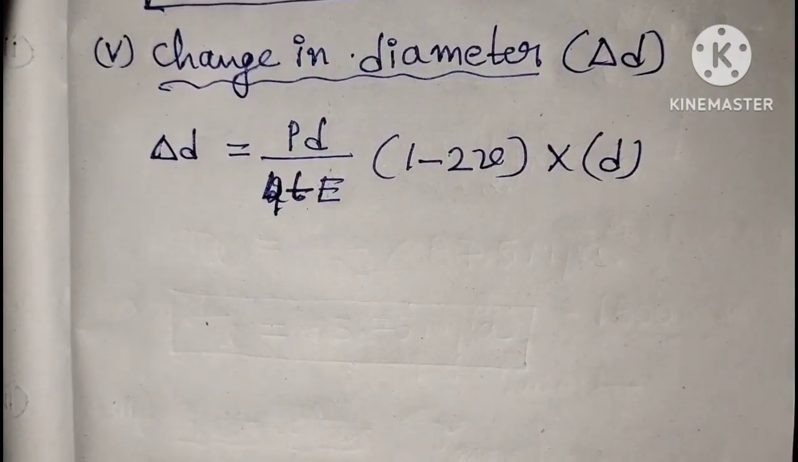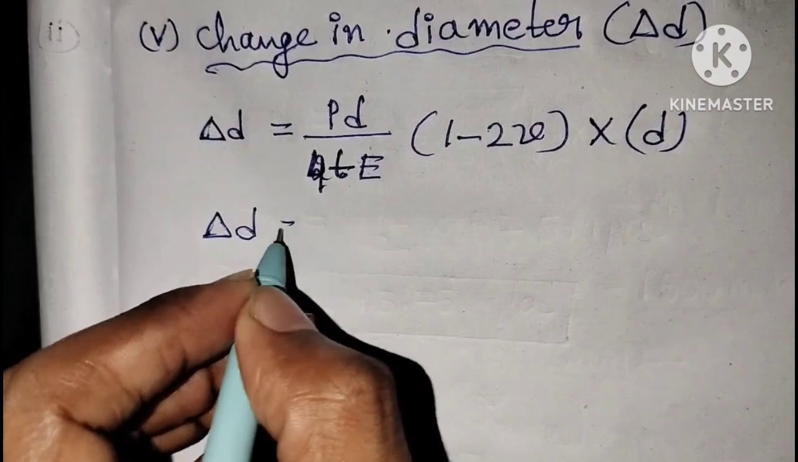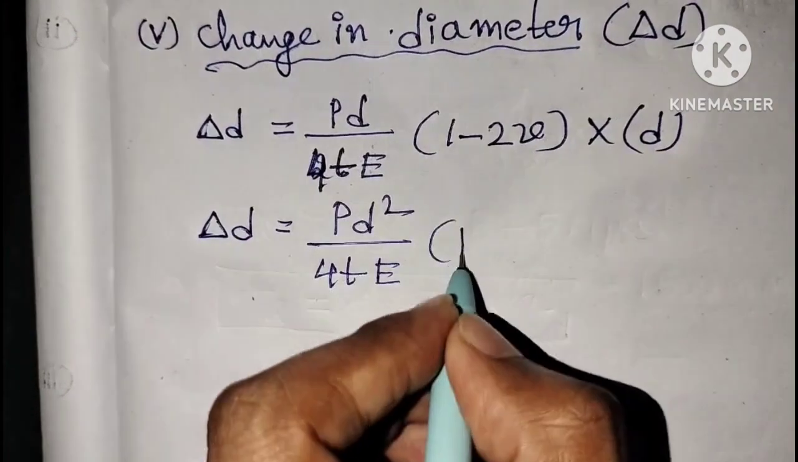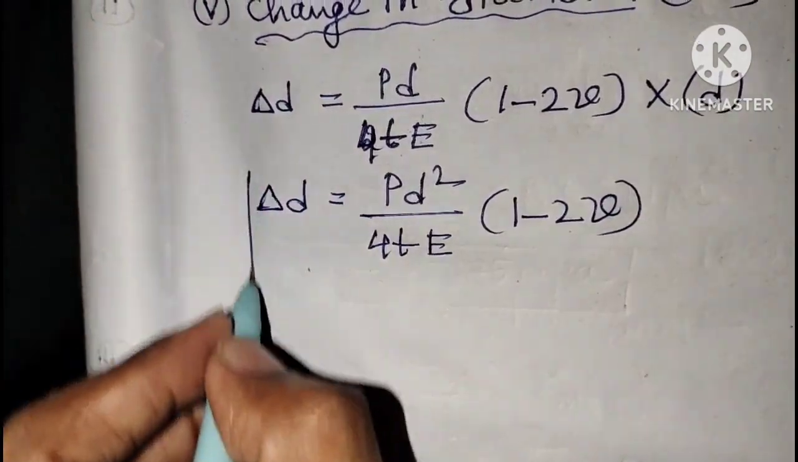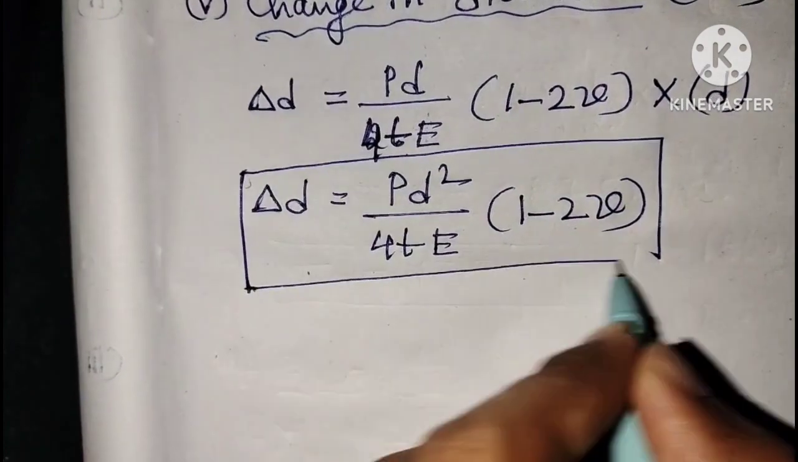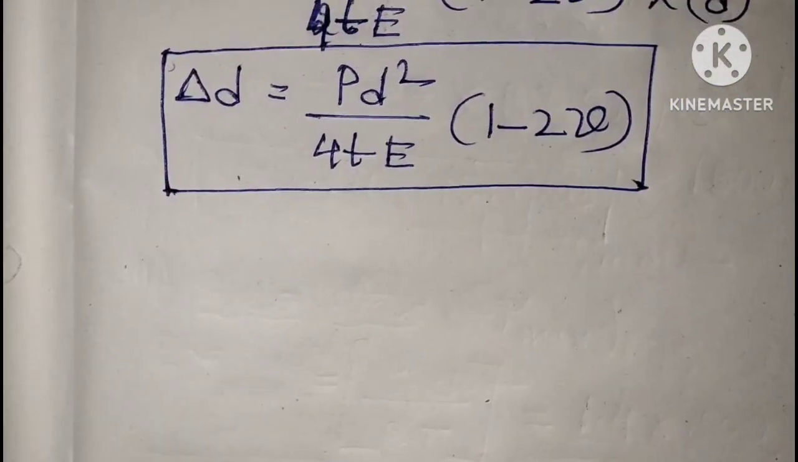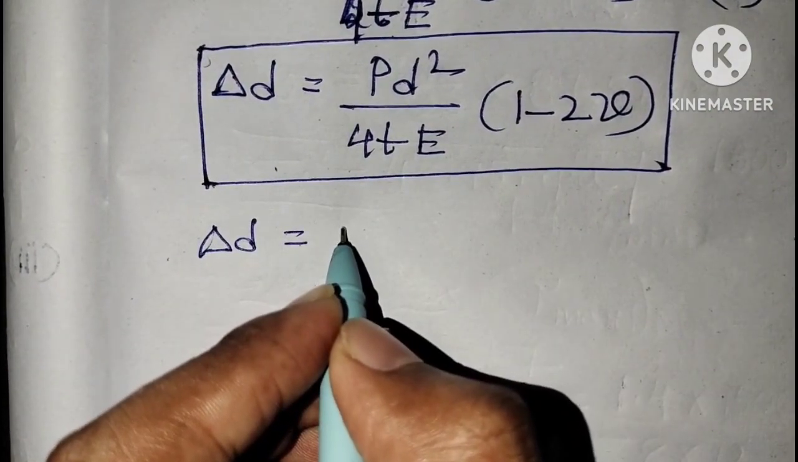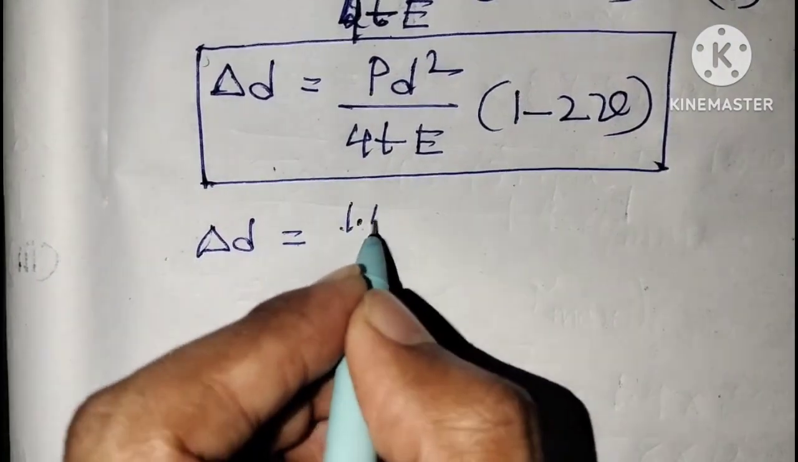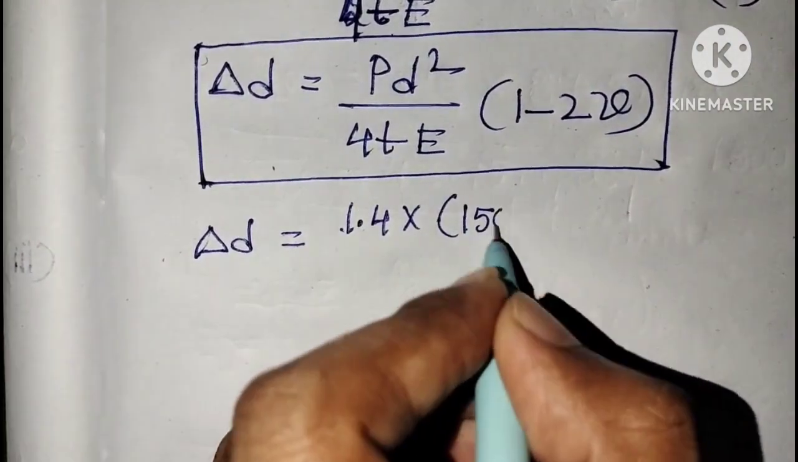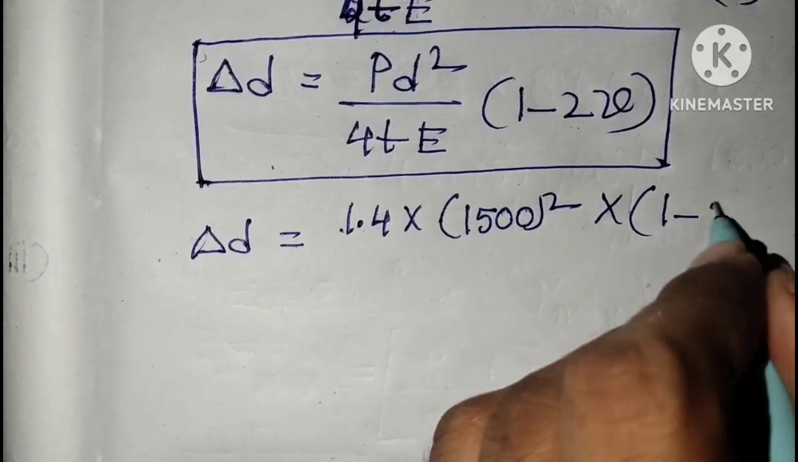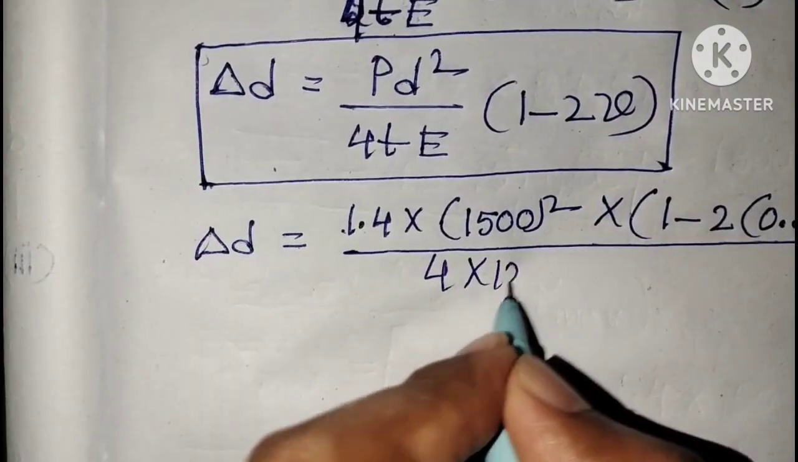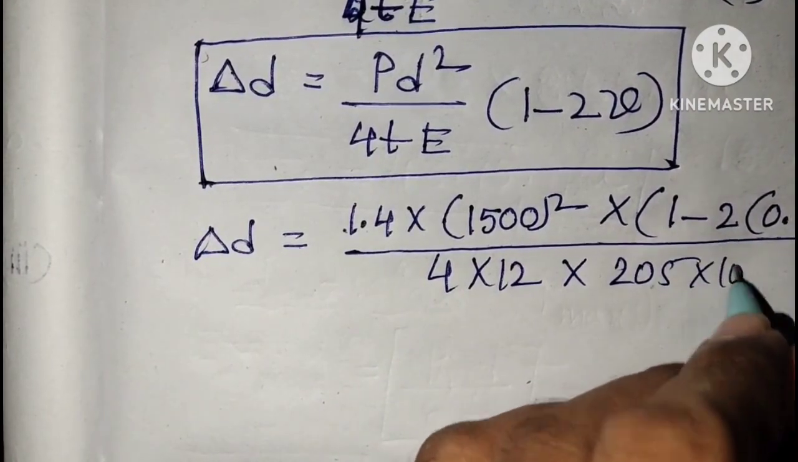Okay, now this is the formula for change in diameter, or in simplest form we can write it as PD square by 4TE into 1 minus 2 nu. So this is the formula for change in diameter of a thin cylinder. So now substitute all the values here. Delta D is equal to, so here what is the value of pressure? 1.4 into diameter 1500, so 1500 whole square into 1 minus 2 into nu value 0.3, whole divided by 4 into thickness 12 mm into Young's modulus 205 into 10 cube.